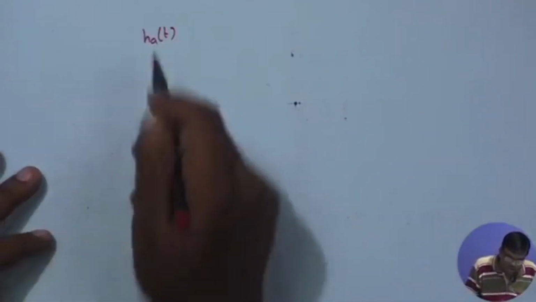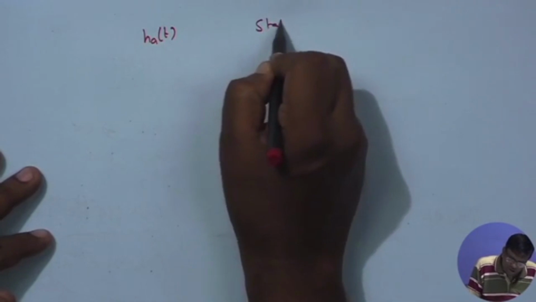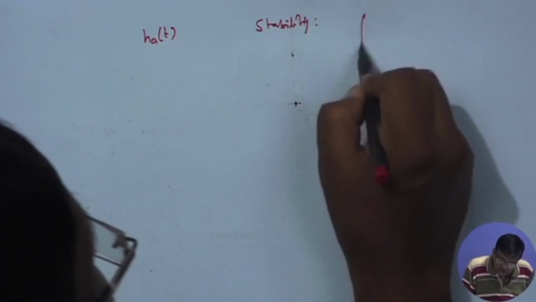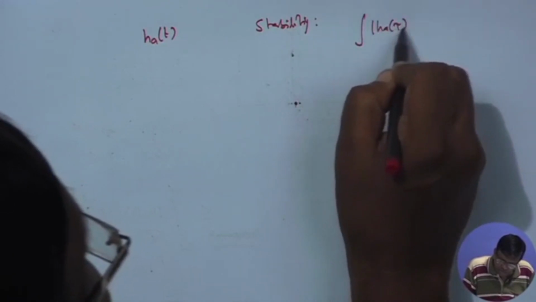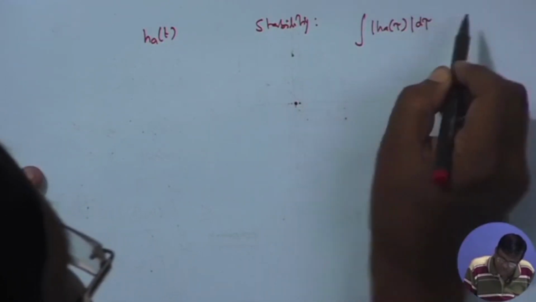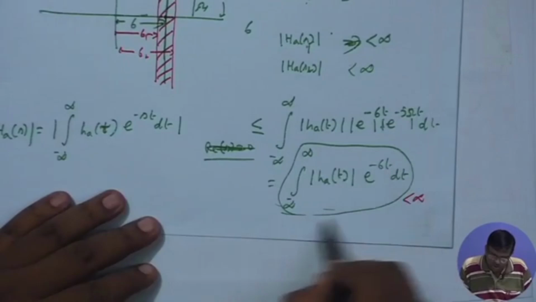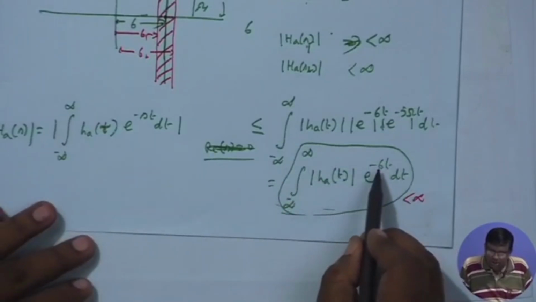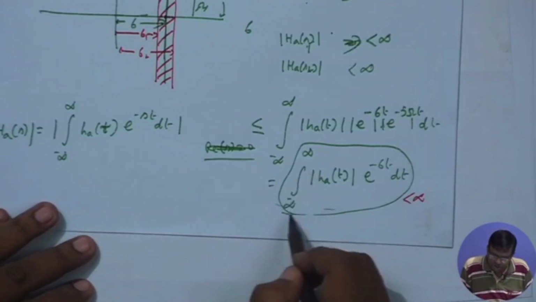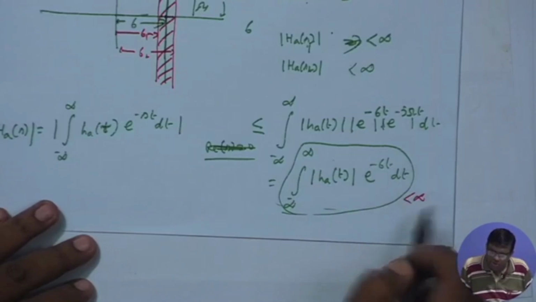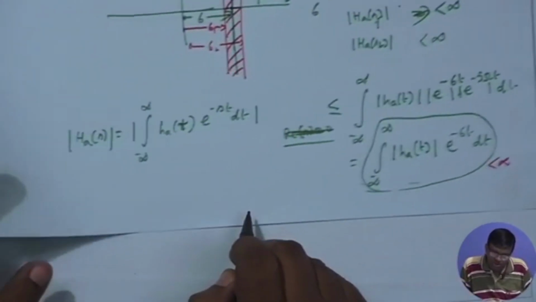If it is causal and stable, firstly, stability we have already seen. If you take sigma equal to 0, then this integral, this condition, that the integral from minus infinity to infinity of mod h of t dt is less than infinity, that is also the stability condition.